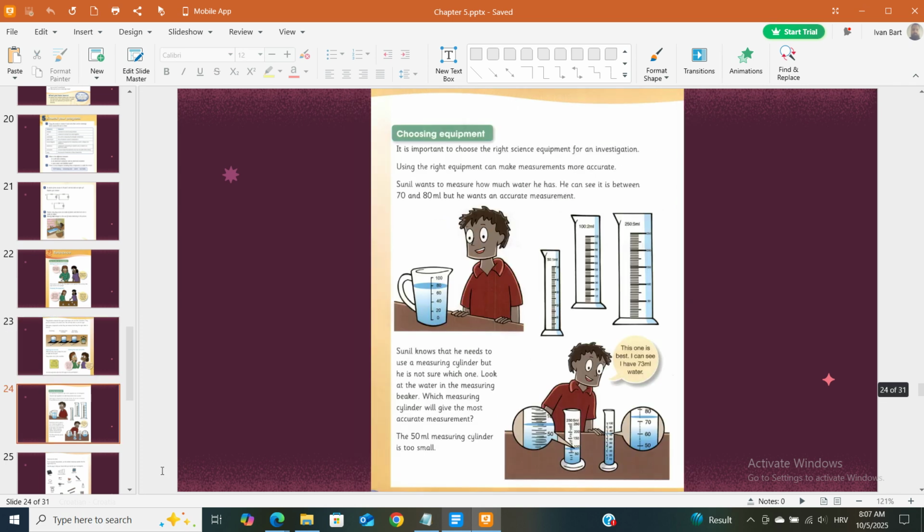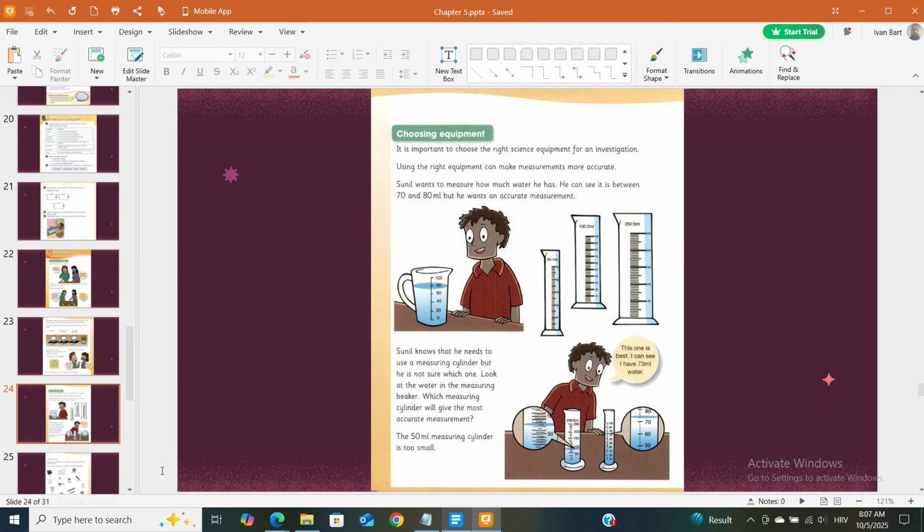Choosing equipment. It is important to choose the right science equipment for an investigation. Using the right equipment can make measurements more accurate. Sunil wants to measure how much water he has. He can see it is between 70 and 80 milliliters, but he wants an accurate measurement.